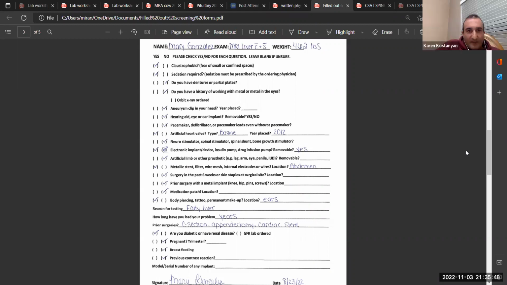Okay. And then, so you have an artificial heart valve? Yes. So I have to check make and model through MRIsafety.com. And if you have any records, is it MRI conditional or unsafe? I will see. So okay, how are you going to check?